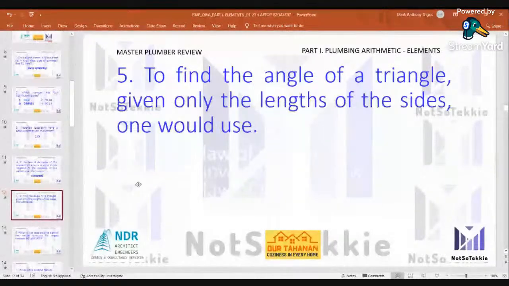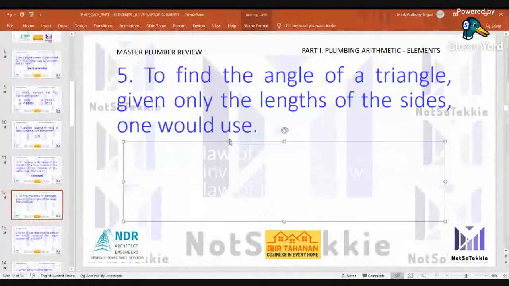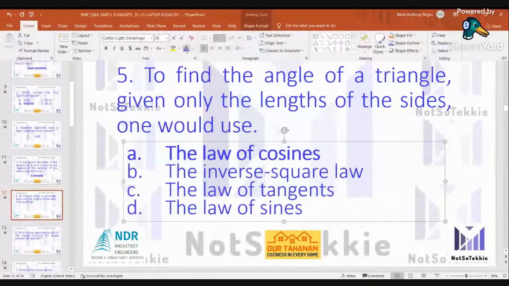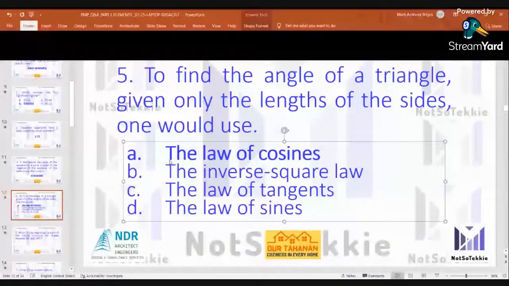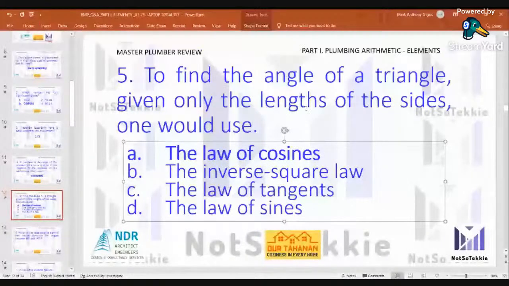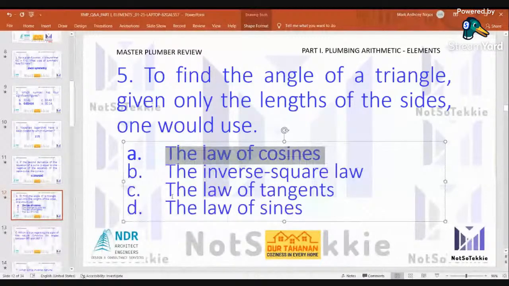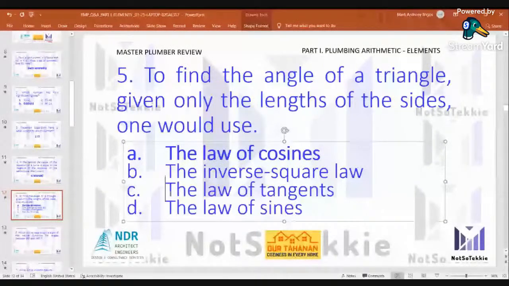To find the angle of a triangle given only the lengths of the sides, one would use what? Ano yung answer natin? Ito yung mga choices. Yan. To find the angle of a triangle, given only the lengths of the sides, one would use the law of cosines daw. Pero tingin ko tangents A over B. Pwede rin naman, kung lahat ng sides ay given, pwede rin naman yung law of cosines.